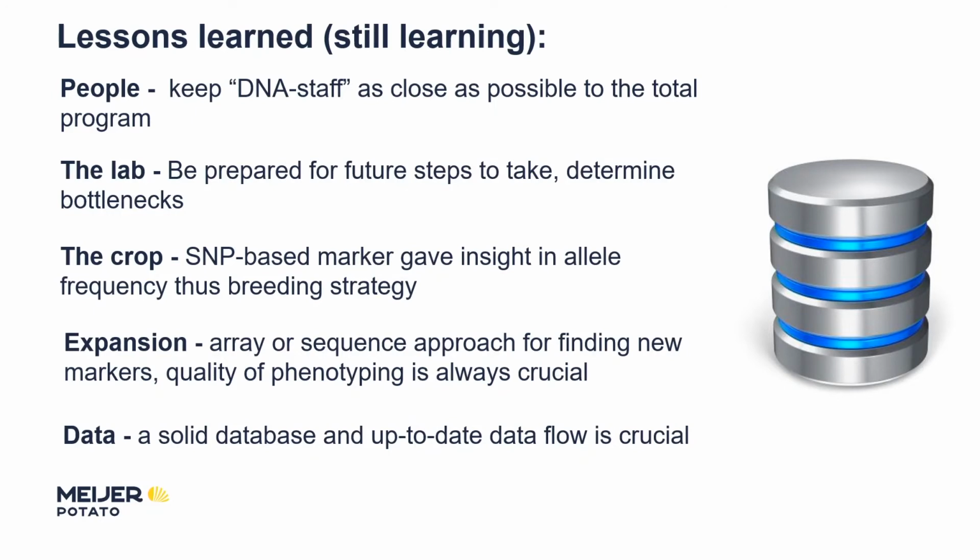The crop: for potato, tetraploid, vegetatively propagated. We have now good experience with SNP-based markers, which gave us good insight also in the allelic frequency, which is important also for the design of your crossing. Expansion, of course, we want to have more markers, which lead you to a trait, to the phenotype. And so far, we use array approach or sequence approach, which is newer for us, to find new markers. Last but not least, the data. You need a solid database and a good data flow to catch the information out of the data at the moment you are ready for it.